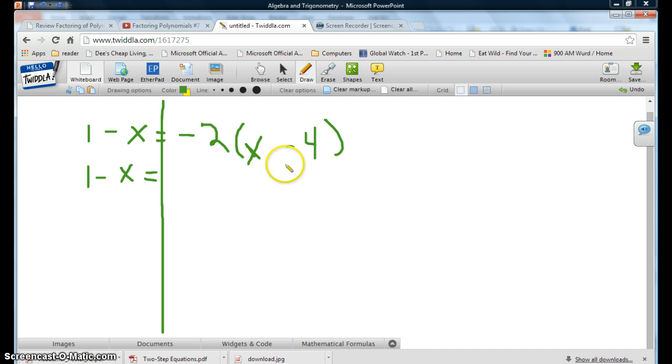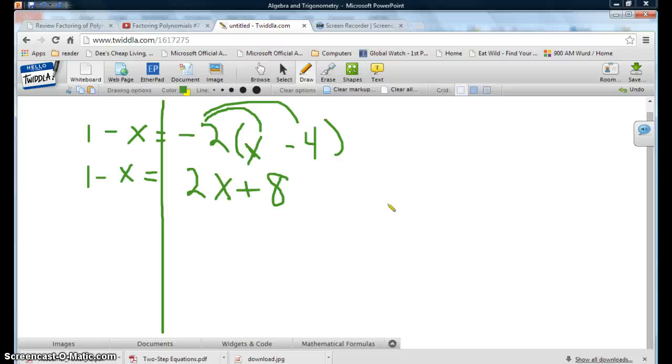Now when you look on this side, can you simplify anything here? And you absolutely can, because you could say minus 2 times x equals minus 2x, and minus 2 times minus 4 is a plus 8. So the first step is you want to make sure that you're simplifying your items.